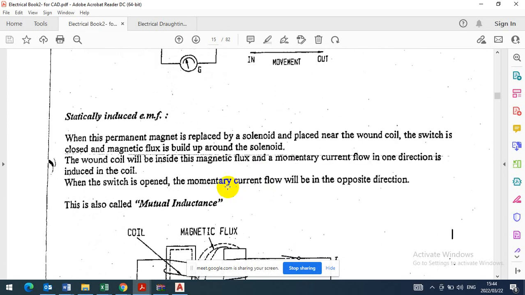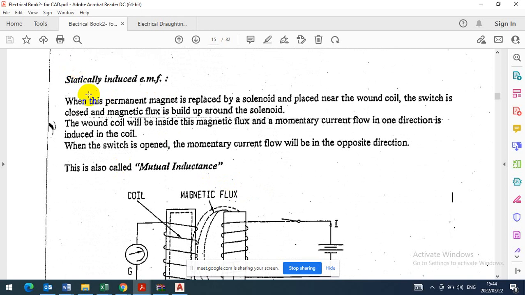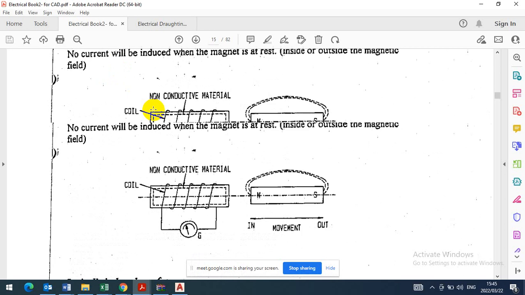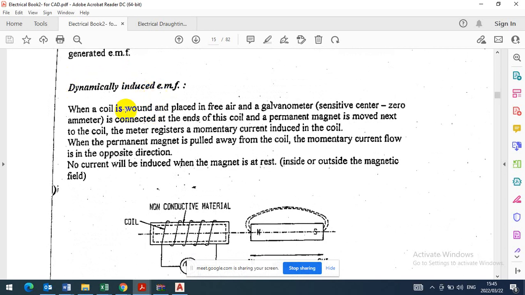Then the second induction is this one, which we call static induction. Dynamic induction is a generator theorem. A generator works with movement. I think you've seen that when we go to a power plant, a generator is coupled to a turbine. Why? Because a turbine produces movement into the rotor of a generator. The rotor in the generator must always be rotating. Well, it's being cut by the magnetic field. If it's not rotating, there won't be induction. So it must always produce movement, and that is what we call dynamic induction, generator theorem.